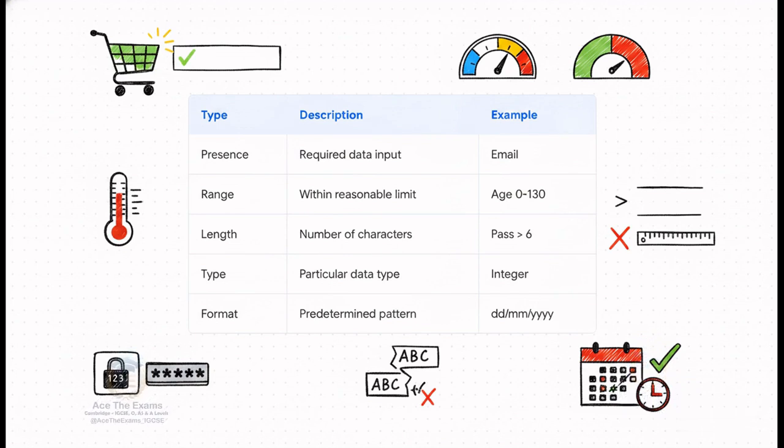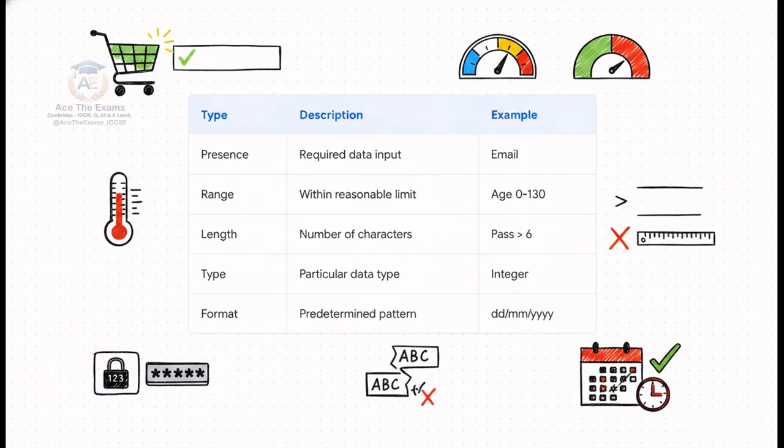Second, the range check. This ensures data falls within a logical upper and lower boundary. For example, a percentage score in an exam literally has to be between 0 and 100 inclusive. Third, the length check. This ensures the data entered has a reasonable number of characters, like a password needing to be strictly more than 6 characters long.